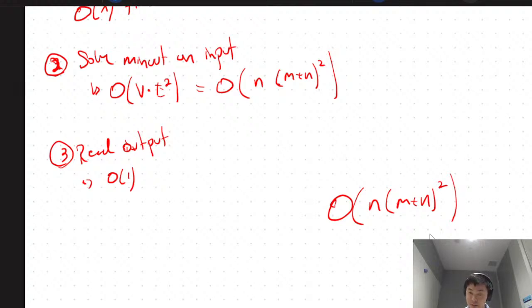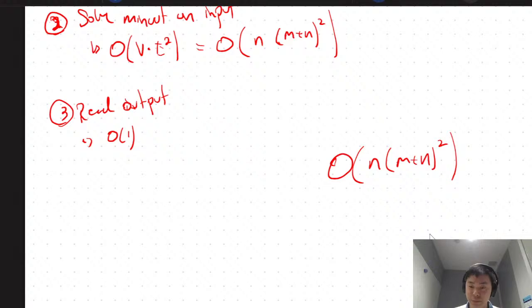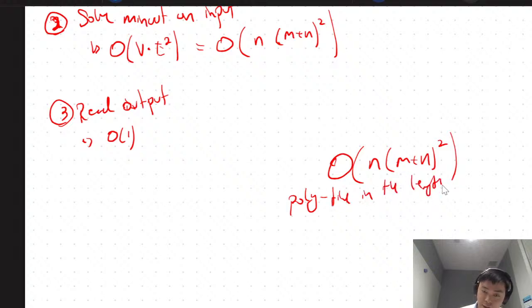Does that make sense? So here it would be polynomial in the length of the graph, or I guess flow network in this case.